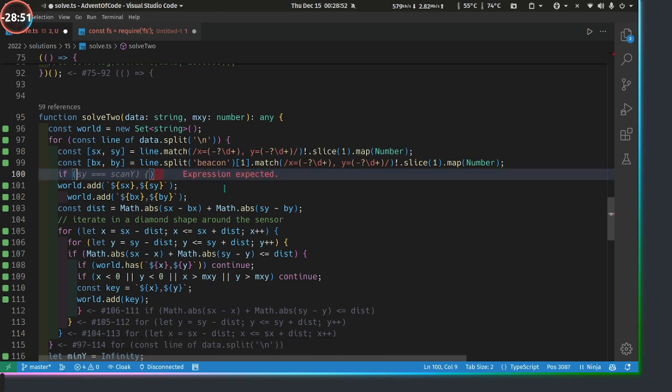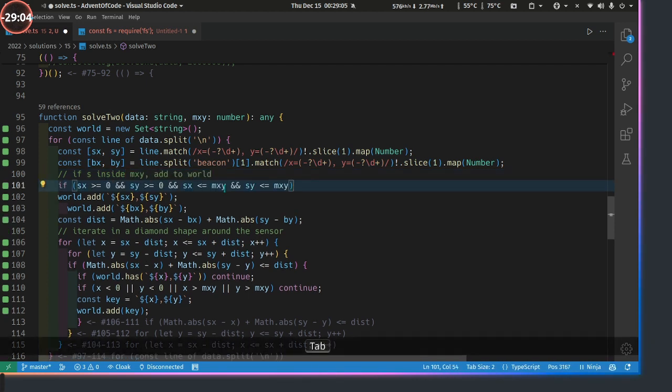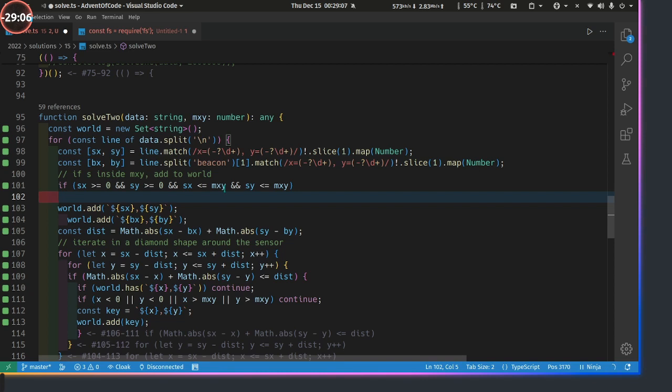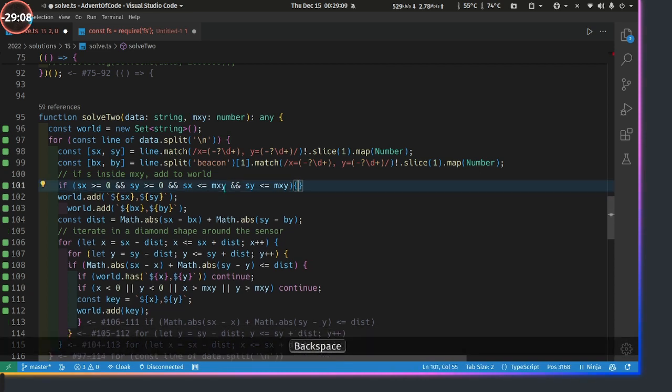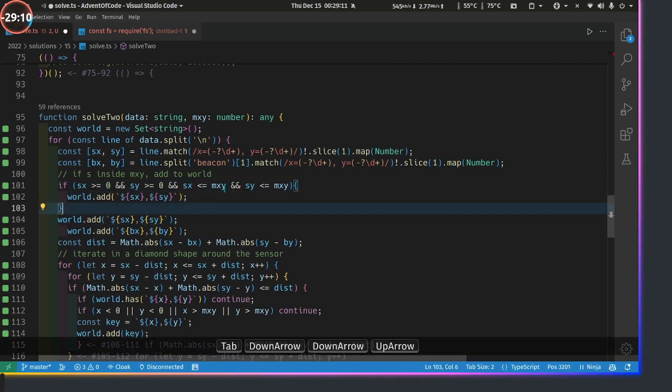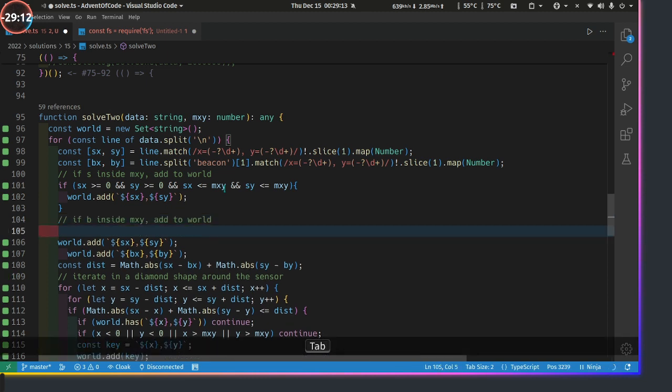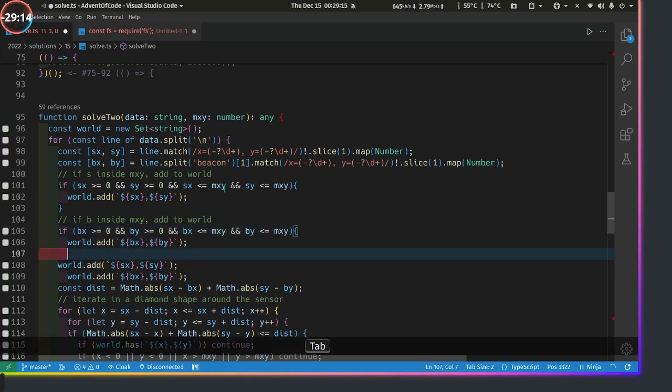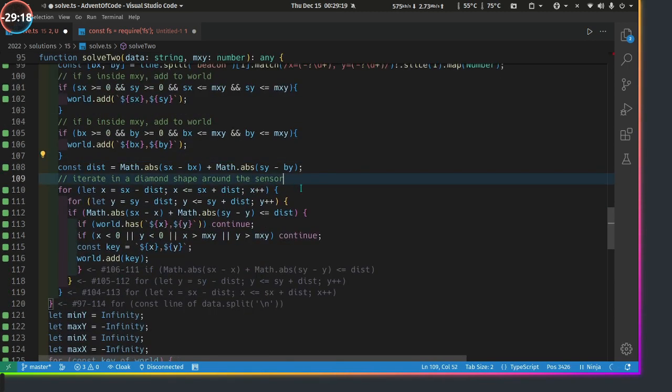If s inside mxy, add to world. Greater than, good, and then add to world. So I'll add the curlies. Thank you. Same for bx. Love that. Quite a few comparisons, but I think we can survive.